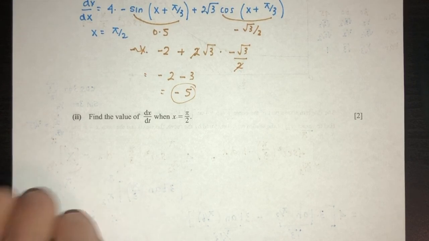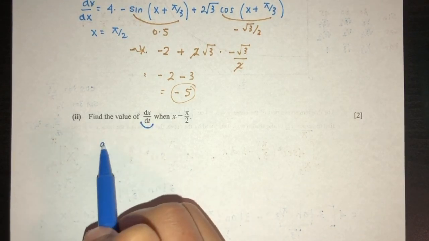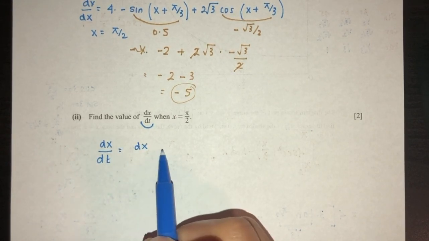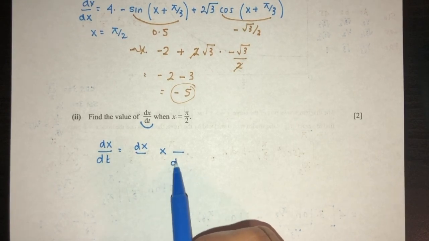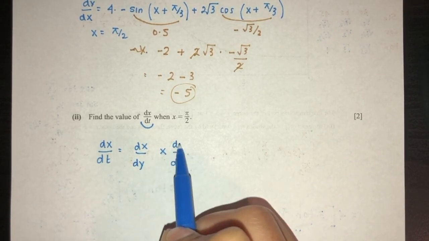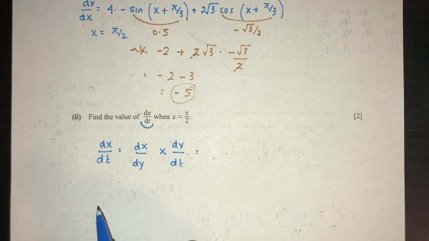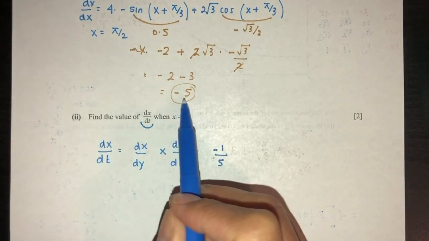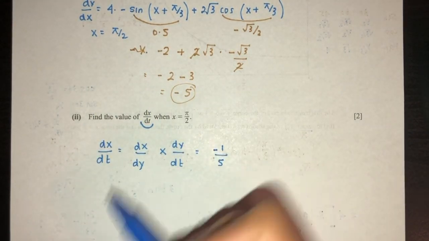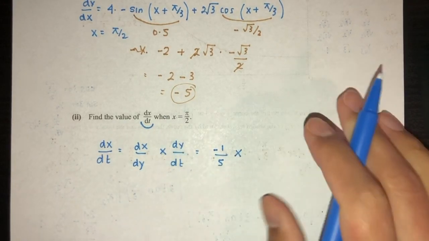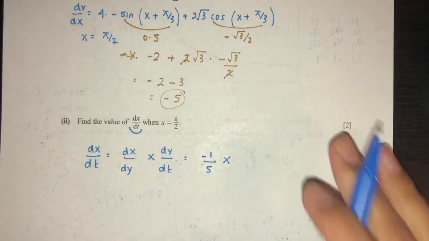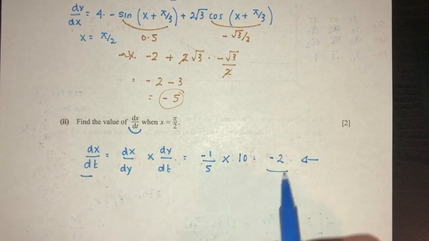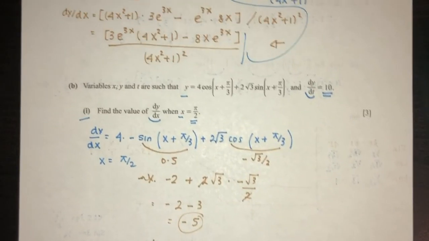Now for part 2, we have to find the value of dx by dt. So we have to use our chain rule. So dx by dt is equal to dx, and here we have to multiply something, and here we have dt, and they have to be connected by dy. So dx by dy is equal to minus 1 over 5, because dy by dx was minus 5, right? So we have to flip it upside down. Now multiply by dy by dt, which is equal to 10. That will be minus 2. So your value for dx by dt will be minus 2. And that will be your question number 10.